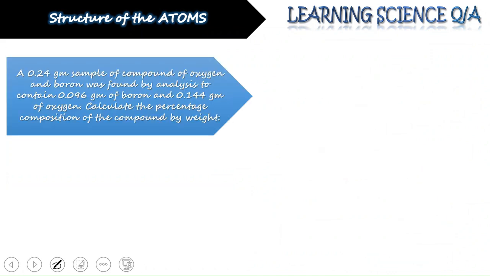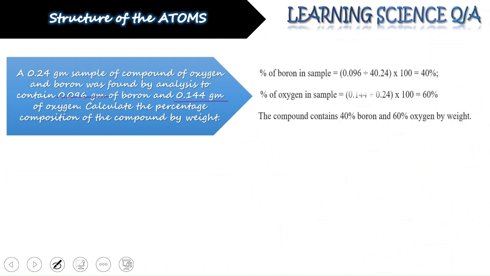Next, we have 0.25 gram of a sample compound of oxygen and boron which was found by analysis to contain 0.096 gram of boron and about 0.144 gram of oxygen. Calculate the percentage composition of the compound by weight. Now, this question will be done in the way we calculate percentage. Nothing special will be here, right?